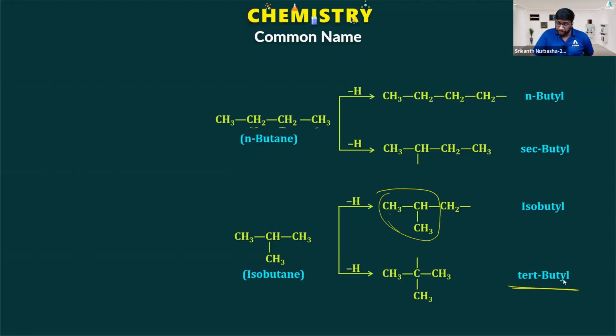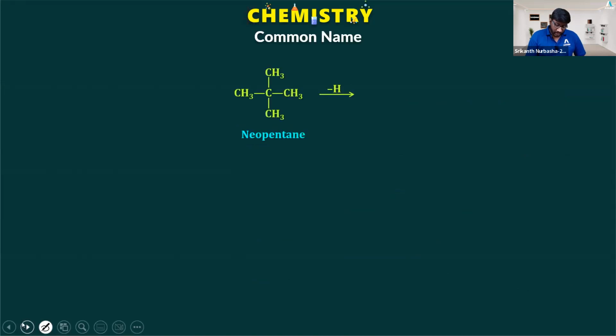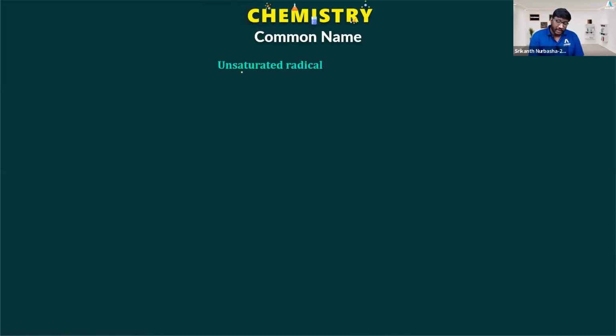How to name radicals? Yes, sir. This radical naming is going to be difficult as the number of carbon atoms increases. That is why these common names are not greatly useful. IUPAC names are highly useful. These common names are only for specific types of compounds because we can't name radicals with higher substituents. For CH3, C, CH3, CH3, if you remove a hydrogen, you get the neopentyl group. Those are the different types of radicals with saturation, where only carbon-carbon single bonds are there.